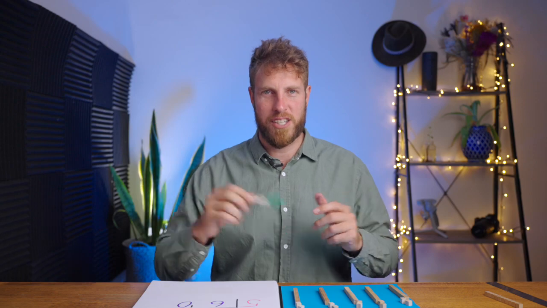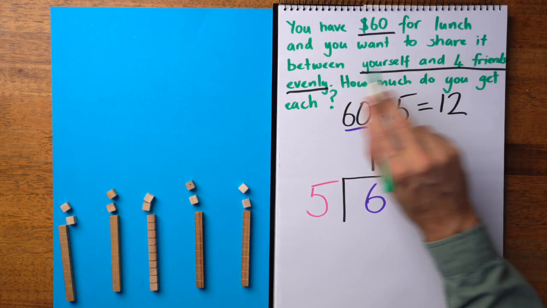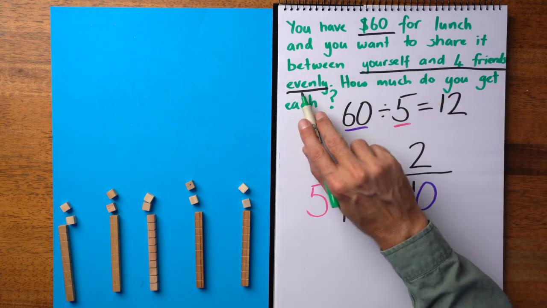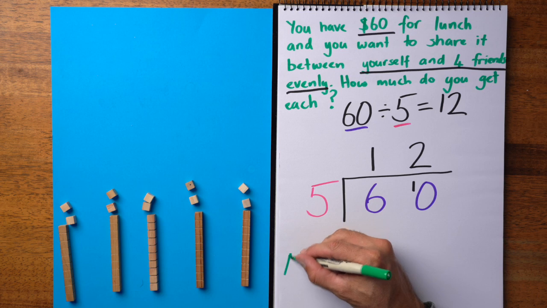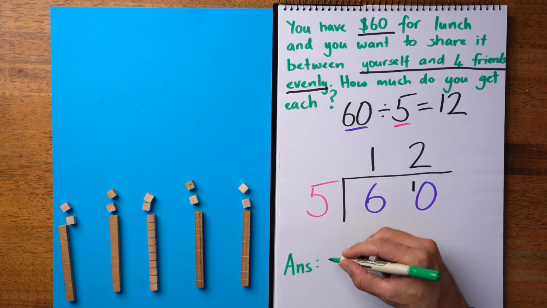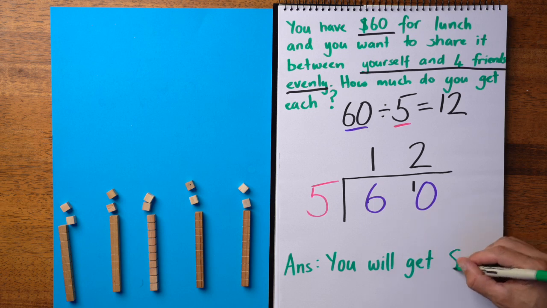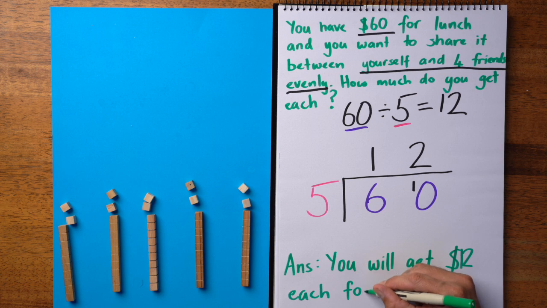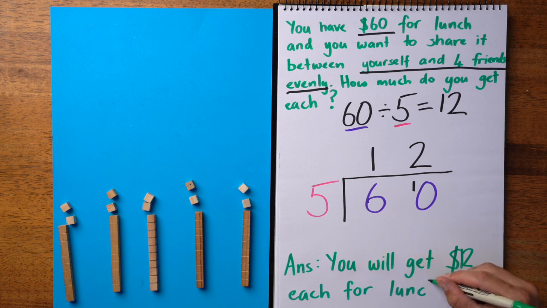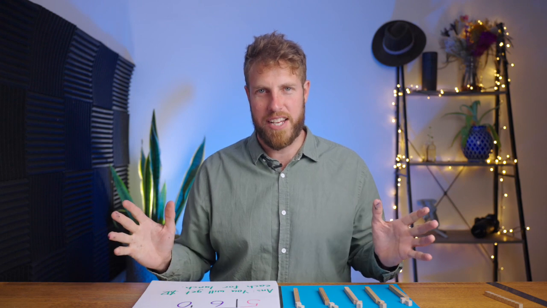Now we're ready to answer the question. You have $60 for lunch and you want to share it between yourself and 4 friends evenly. How much do you get each? Answer: you will get $12 each for lunch. You should be able to buy yourself something pretty tasty for that.